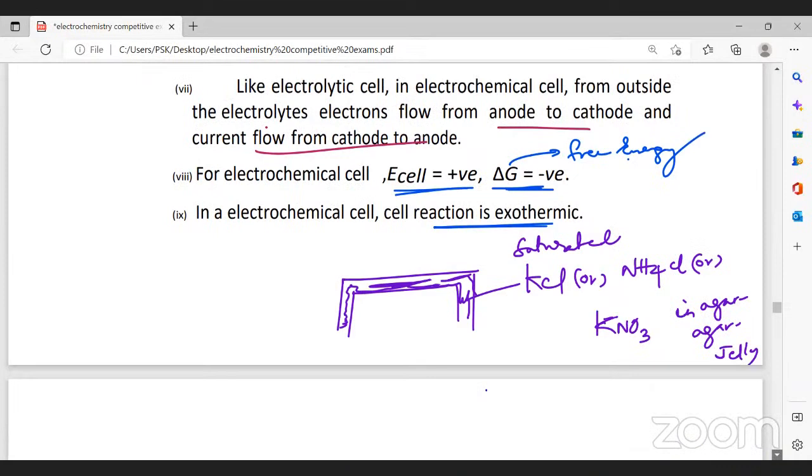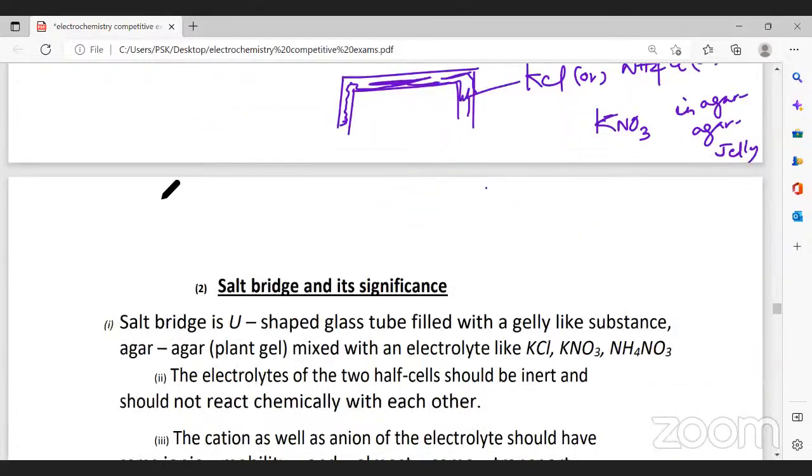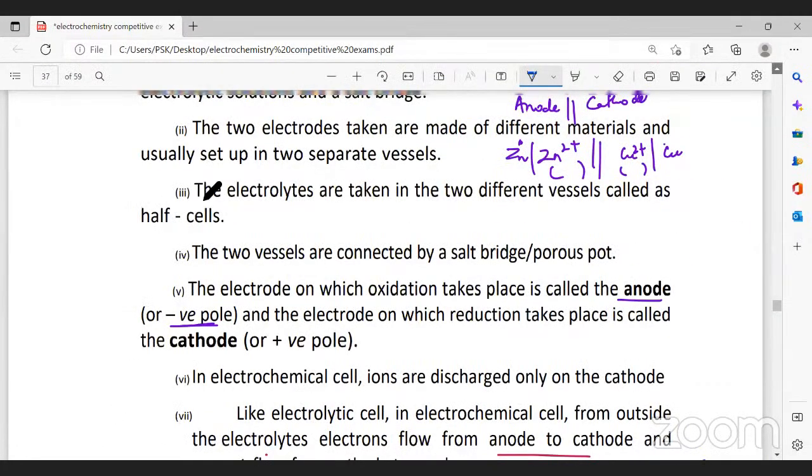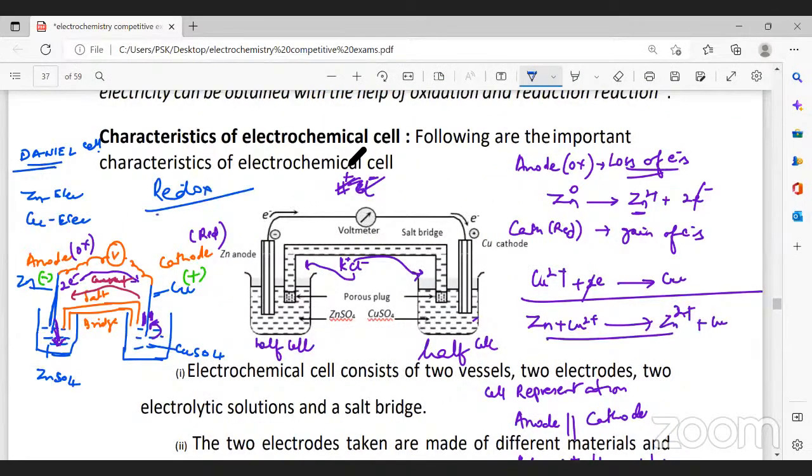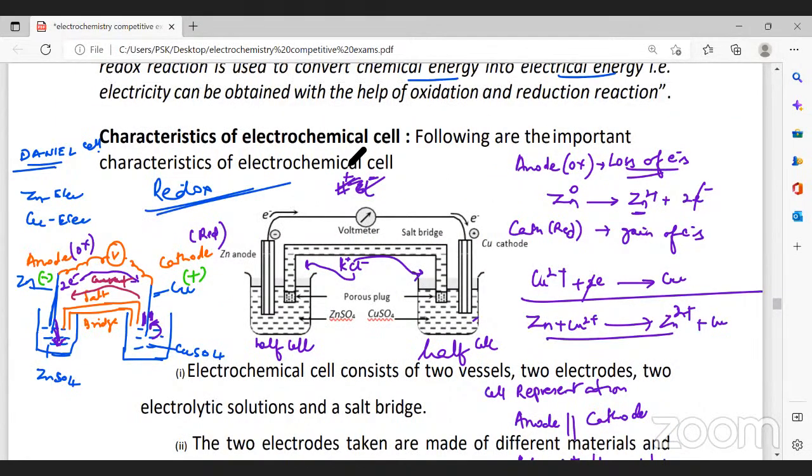And what is the type of reaction taking place in the electrochemical cell? Redox reaction. So at the anode, oxidation, and at the cathode, reduction. Both oxidation and reduction take place simultaneously. Therefore, it is called a redox reaction. Followed?